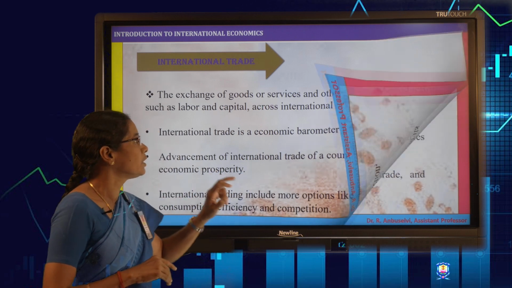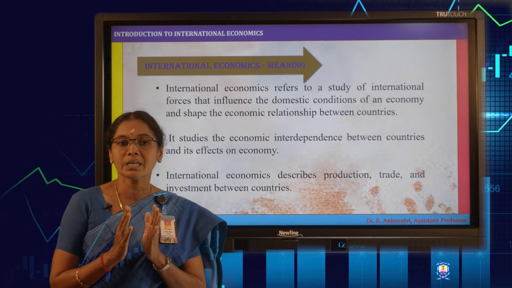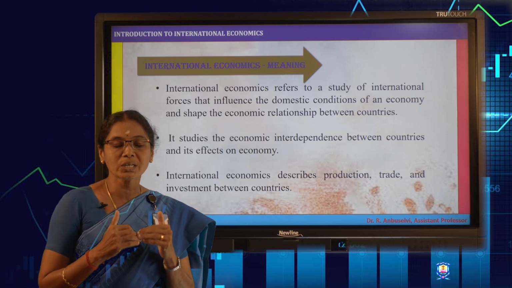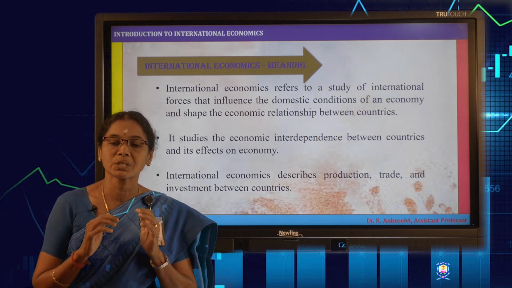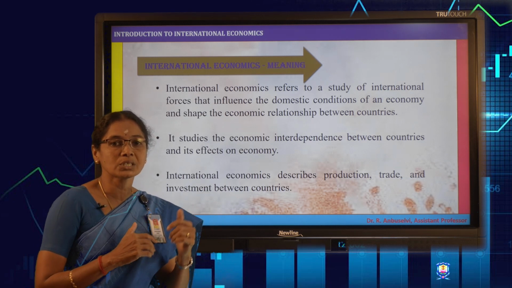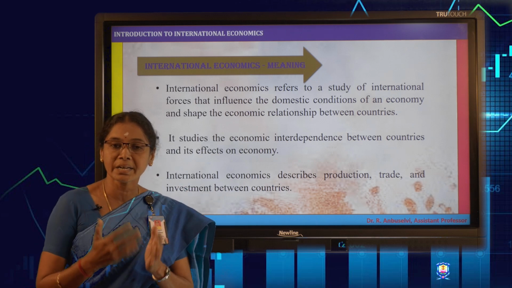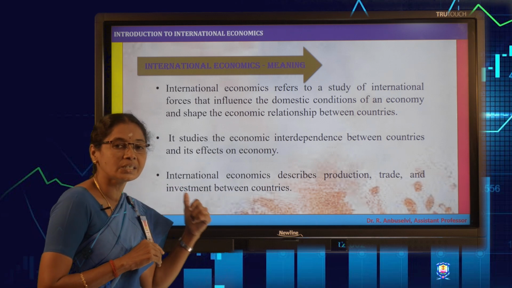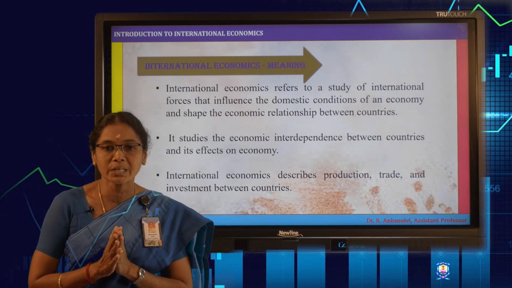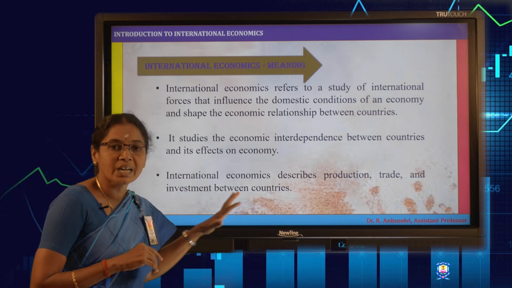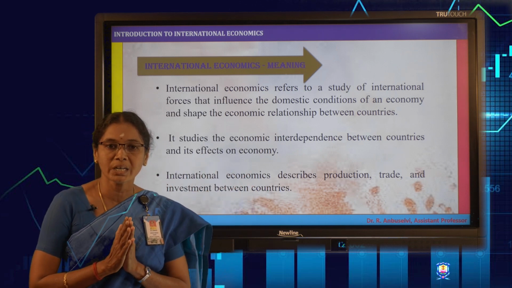So, what do you mean by international economics? International economics is interlinked with international trade. Here we are including some economic activities. Generally, international economics refers to the study of international forces which influence the domestic condition of the economy and how it shapes the interactions between the countries. So, it is a branch dealing with the interdependence between the countries. It describes the production pattern, trade practices and investment of various countries.